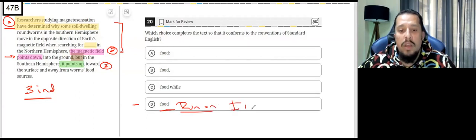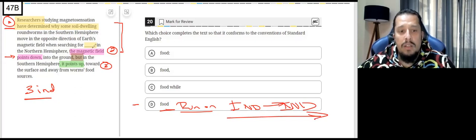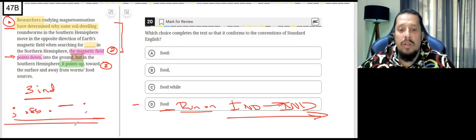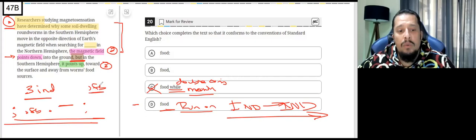We have 2 independent ideas running into each other, correct? You have to separate them. Separate them with a semicolon, comma, fanboys, period, dash, or colon. These are your options. So answer C also wouldn't work because meaning-wise, it would negate it, right? So if you say while in, but in, you're gonna have a double conjunction here, which is a problem. And you can't have comma fanboys, right?